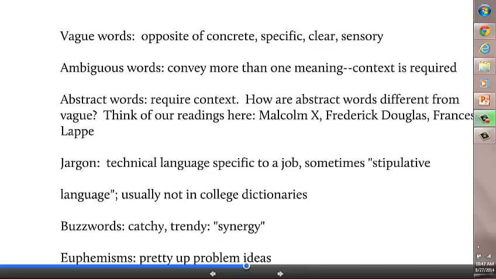They're really the opposite of concrete, specific, clear, and sensory words. Vague words are a little bit of the enemy here, or if they are useful, they're only useful as they lead us to better language or more precise language. They're different from ambiguous words. Ambiguous words might convey more than one meaning. Context is really required here.